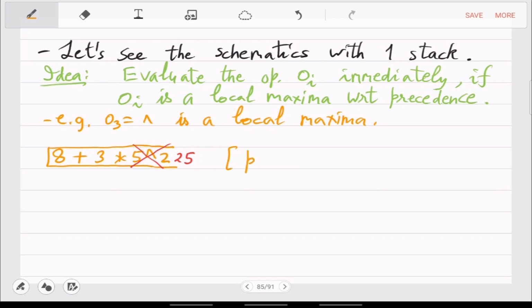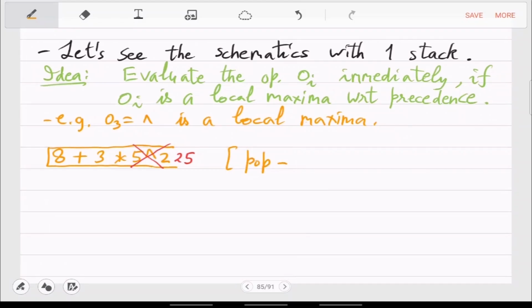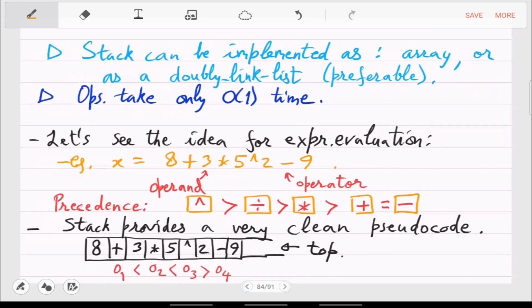So you are basically popping out, well, let's see, minus also. So pop minus, 2 wedge 5, and push 25. Okay, this is what you should do. The last 3, 4 symbols you remove, and then do not postpone this 5 wedge 2, 5 exponentiated by 2, and push that value. And now what remains in the array, you can again continue on that path.